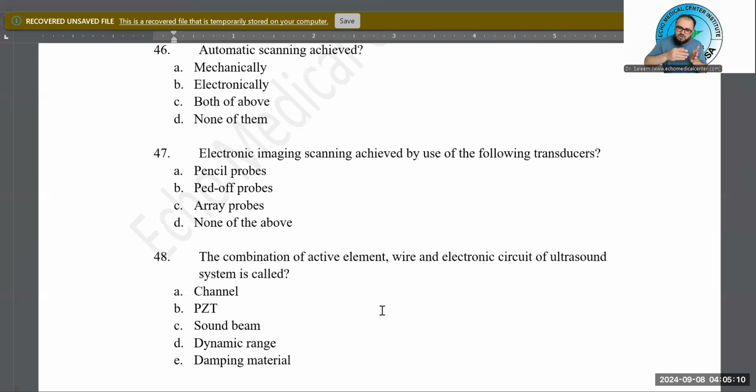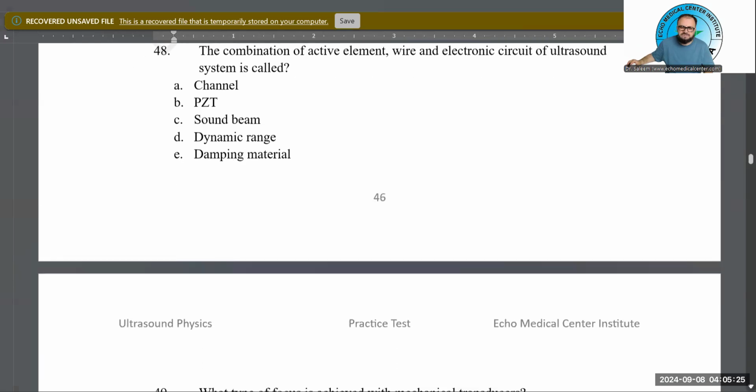Exactly, three of them. When we have the active element, the vibration of the crystal, and then the wire, the connection, and then the circuit. So all three is called a channel. That is absolutely correct answer. Let's do the next question.